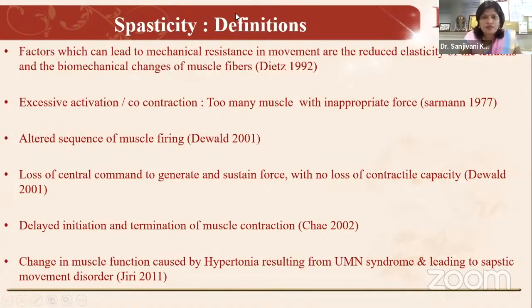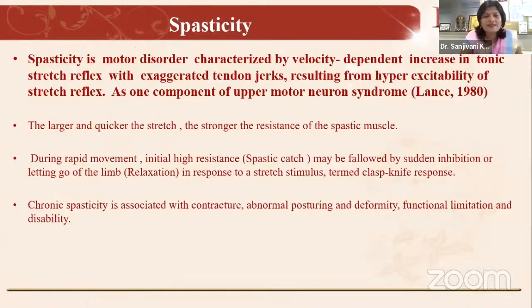Next, there are n number of definitions which we come across about spasticity. These are some, but basically the one we follow is this, given by Lance in 1980. Spasticity is a motor disorder characterized by a velocity dependent increase in tonic stretch reflex with exaggerated tendon jerk, resulting from hyperexcitability of the stretch reflex, as a component of upper motor neuron syndrome. Velocity dependent is the most important word. As we all know, spasticity is one of the clinical features or major signs of upper motor neuron lesion.